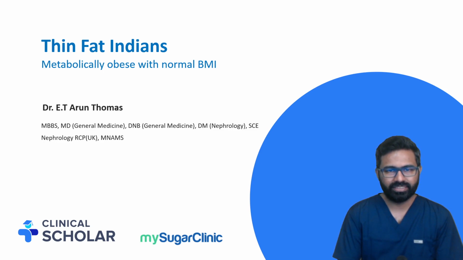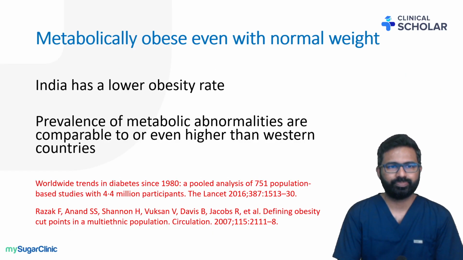Metabolically obese means even though these patients have a normal range of BMI, they can have diabetes, hypertension, high cholesterol, fatty liver, high uric acid, and all other features of metabolic syndrome like acanthosis nigricans, polycystic ovarian disease, etc. So we will discuss more about this concept.